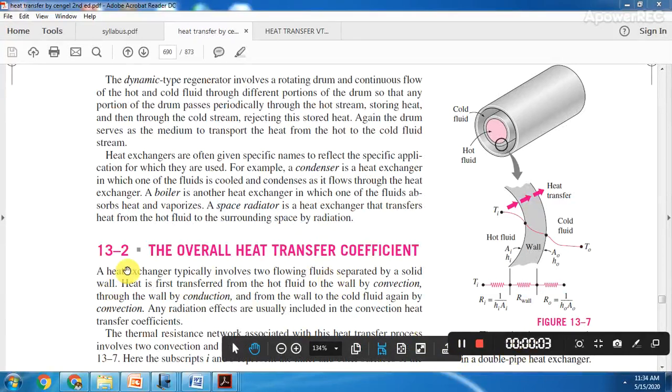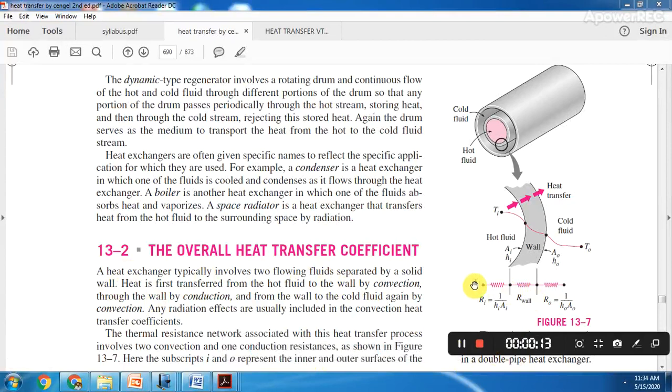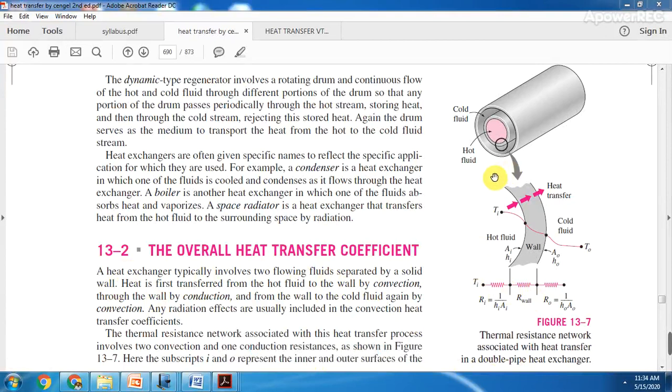We'll discuss overall heat transfer coefficient. If we take a heat exchanger, a heat exchanger is a device in which heat transfers from one fluid to another fluid. There will not be mixing of the fluids.